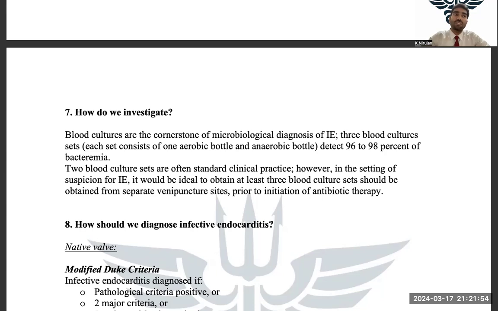If you take 2 cultures, there's a high chance you might miss the bacteremia, because some of these bacteremias may be focal, transient, and episodic. That's why sometimes they do take cultures after 12 hours. So basically you target 3 sets and at least try to get 1 set from the central line. A femoral puncture would be better, but at least 3 sets, 1 aerobic and 1 anaerobic.